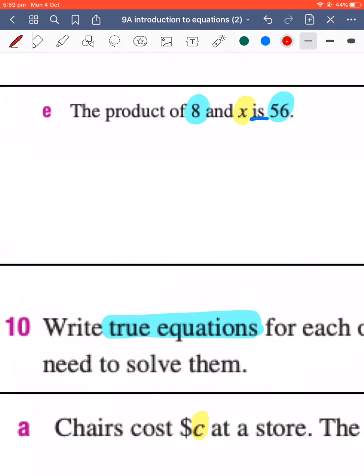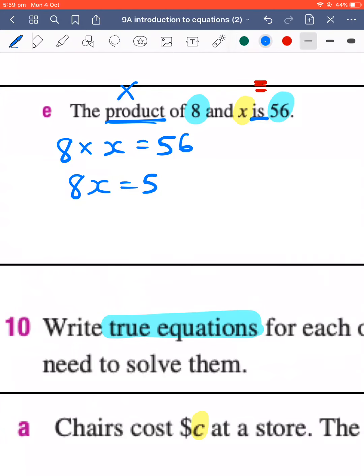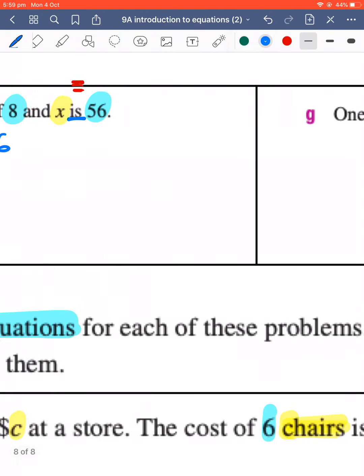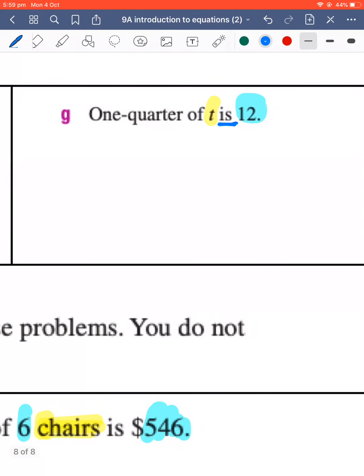Next one, I have the product. Product means I am multiplying. So I have the product of 8 and x. So 8 multiplied by x is, again, that means equals. So 8 multiplied by x equals 56. So let's write it out nicer. So 8x equals 56.